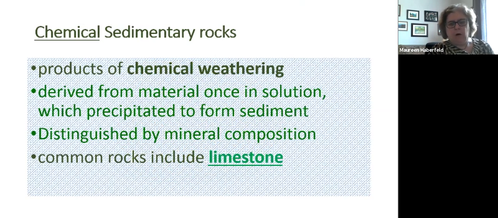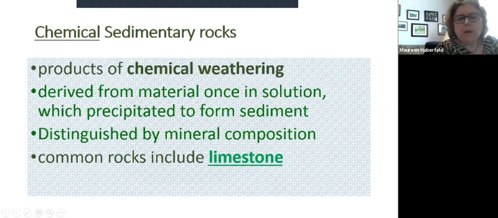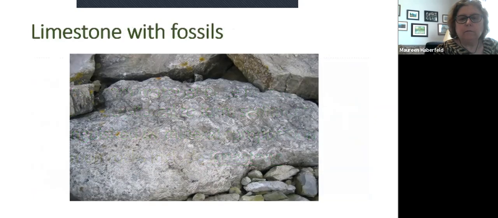The most common rock in that group is limestone. If you live in Florida, you probably have heard of limestone because limestone is the most common rock in Florida and it makes up most of our Florida peninsula. And chemical sedimentary rocks are distinguished by their mineral composition. Limestone is primarily composed of the mineral calcite, calcium carbonate, CaCO3. There's a limestone that has fossils.